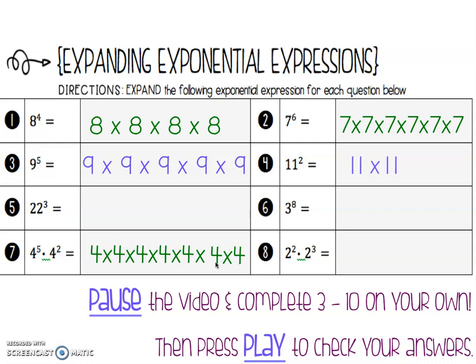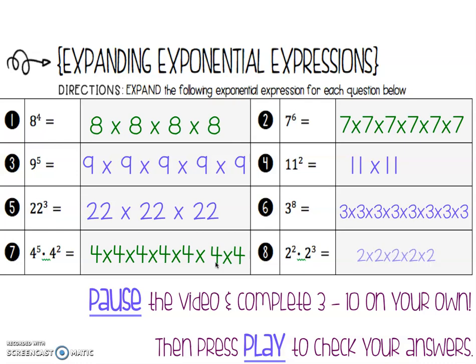Number 5 is 22 cubed, or 22 to the 3rd. So we would have 22 times 22 times 22. Number 6, we have 3 to the 8th. So we should have 3 times 3 times 3 times 3 times 3 times 3 times 3 times 3. Ooh, big one. And then on number 8, we've got 2 times 2 for 2 squared, times 2 times 2 times 2 for 2 cubed.